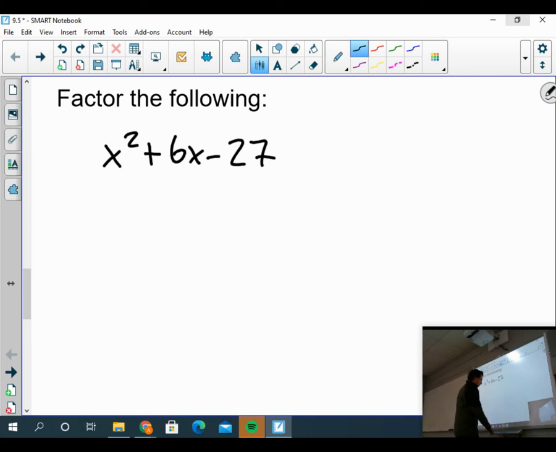We'll start the process out the same. Hopefully you've paused it, you've taken a shot. If you haven't yet, go ahead and do that. We need to come up with our factors that multiply this time to give us negative 27. We'll worry about that negative in a second, but let's just think about 27.